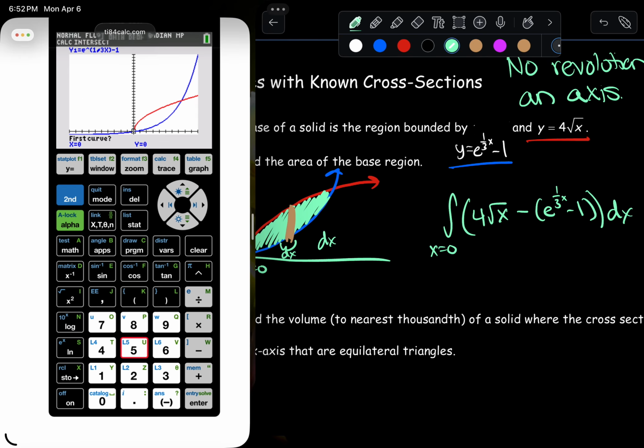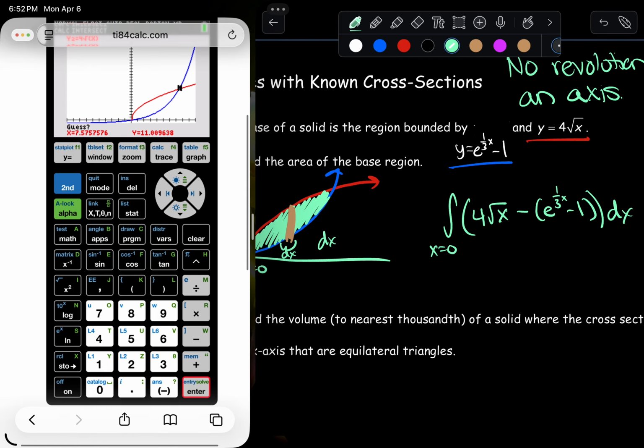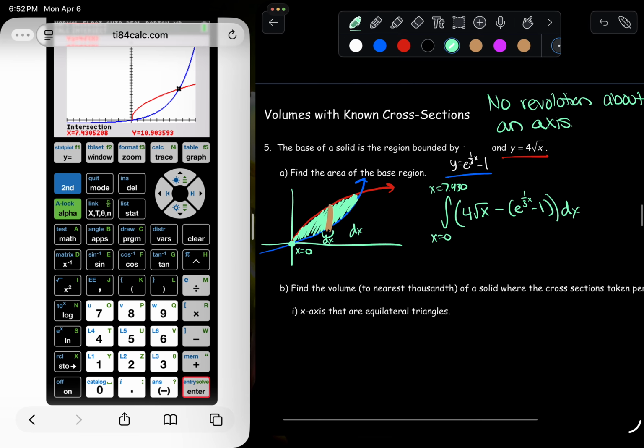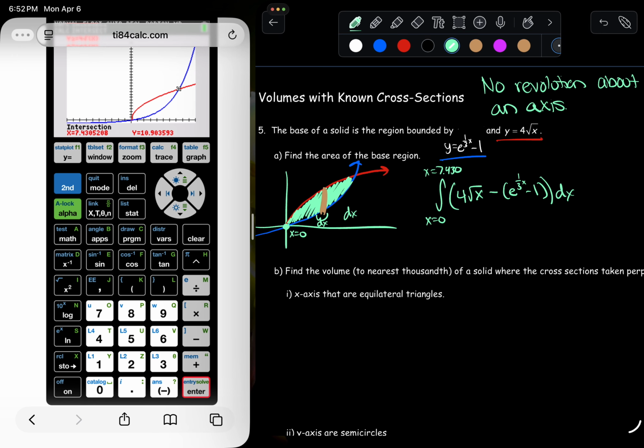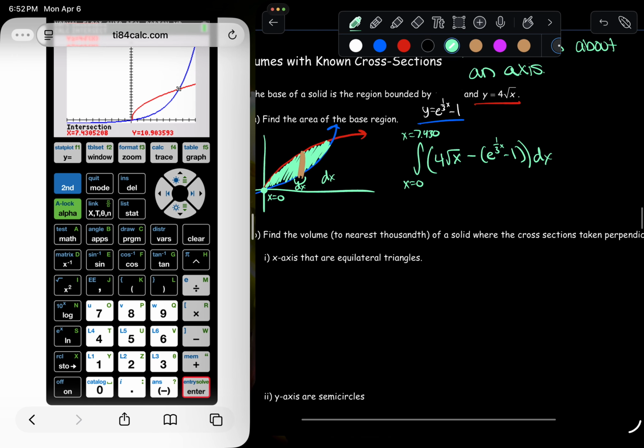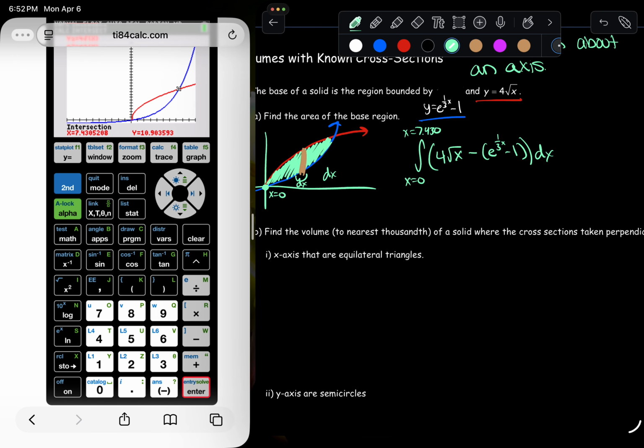Second trace, number 5. Let's get closer to the second intersection. And we get 7.43. Okay, so x is equal to 7.430. And it says find the area of the base. Okay, so if we want to find the area, that's the setup. So from here, we can go ahead and type it into the calculator.